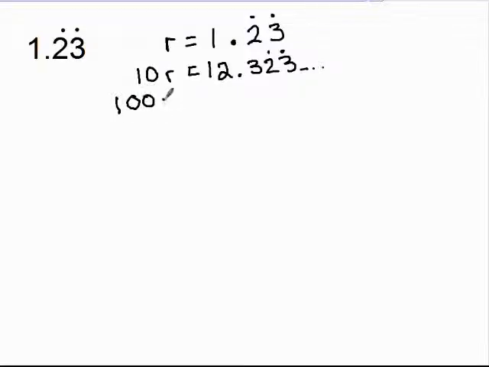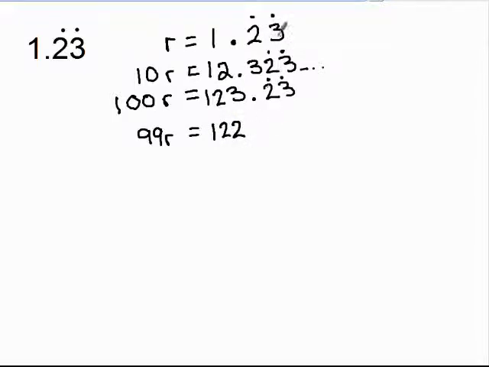Go to 100r. This time we get 123.23. So again, it's the 100r and the r which gives us the same recurring decimals. This time I'm going to skip out the step where I wrote down the calculation. We're just going to take away r from 100r to give us 99r. 123 take away 1 is 122.